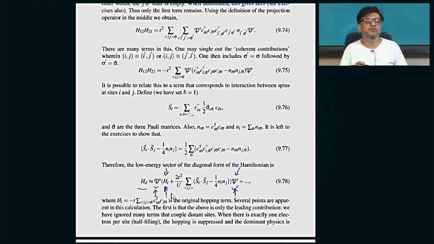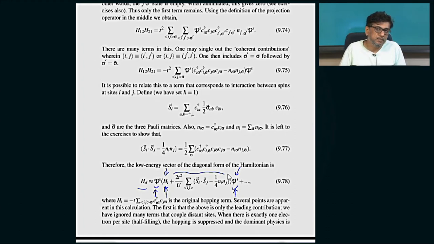So, I told you right. If hopping is suppressed, all that electrons can do is flip the spin sitting at their original locations. That is exactly what this term is telling you. This term tells you that there is a physical effect which is of the order of 1 by U, where the electrons flip spin. That means there is a spin-spin interaction between nearest neighbors.